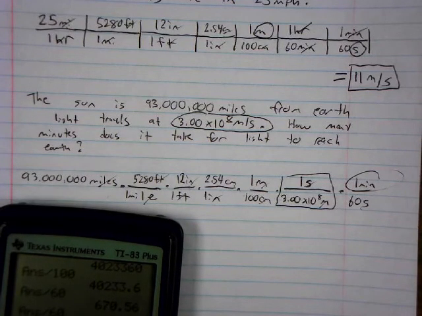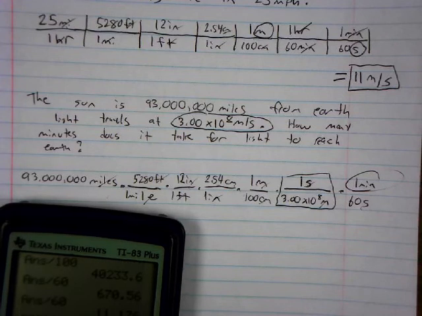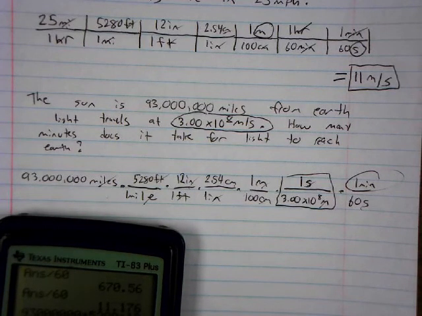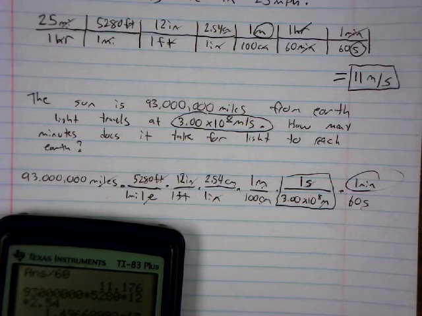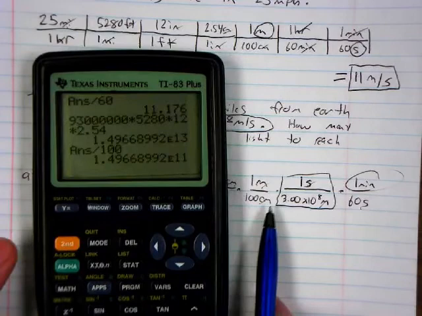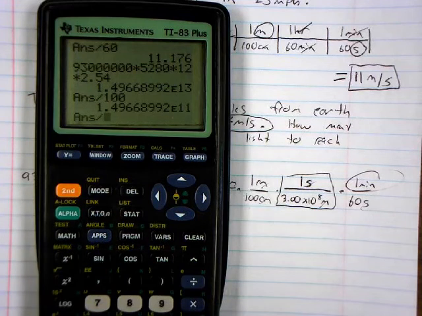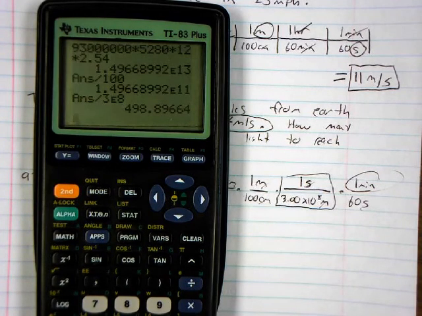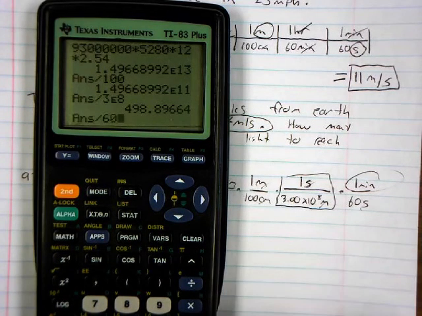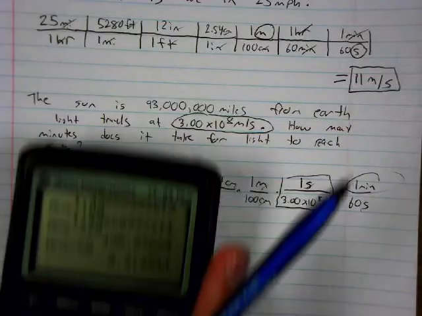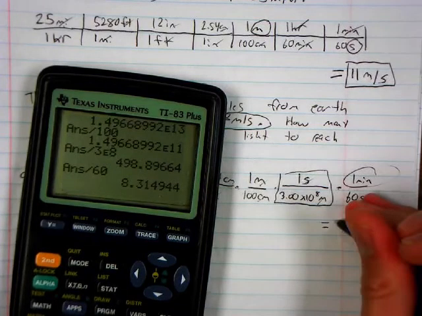So multiply it out. I don't know what the answer is. I think it's like 12 something, something like that. So 93 million times 5280 times 12 times 2.54 equals, big number, divided by 100 equals. In order to do scientific notation in your calculator, I use the EE button. So I divided it by the 100. I'm going to show you how to do the EE. So what I like to do is divided by 3 second EE8. When you do it like that, it does order of operations for you. Equals, I still have to divide it by 60, divided by 60, equals.